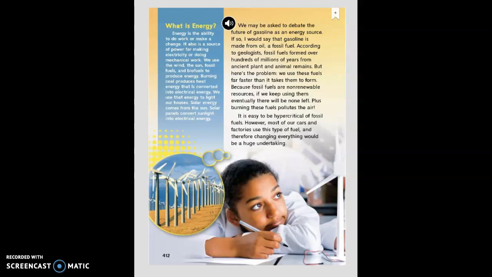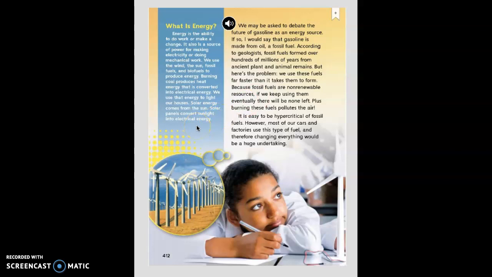We read that fossil fuels are formed, they take millions of years to form. We read that right here. According to geologists, fossil fuels formed over hundreds of millions of years from ancient plant and animal remains. We also read that we use fossil fuels faster than it takes to form them. So there's two details that have to do with fossil fuels.